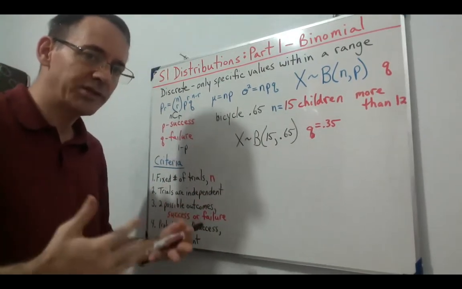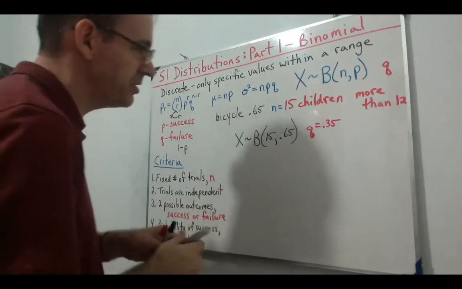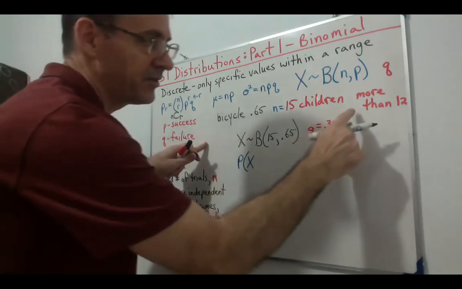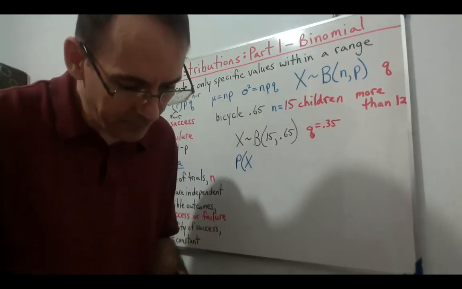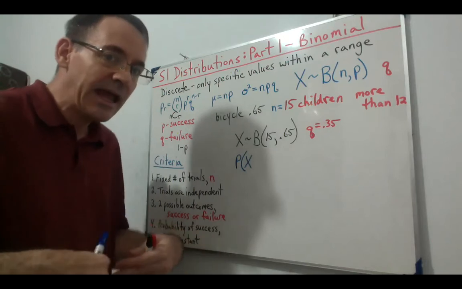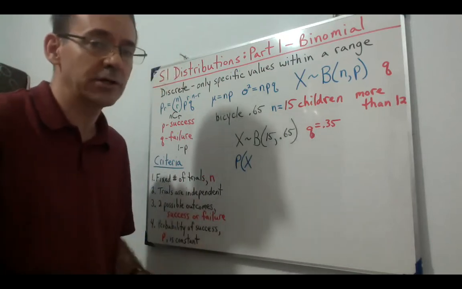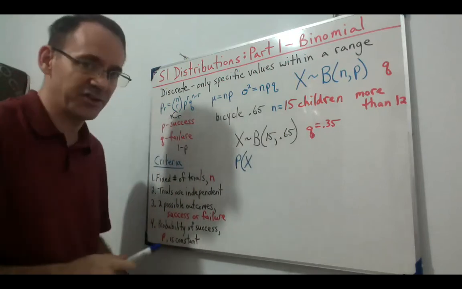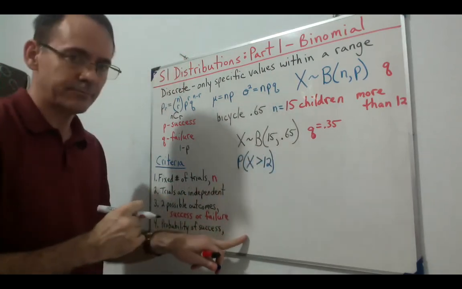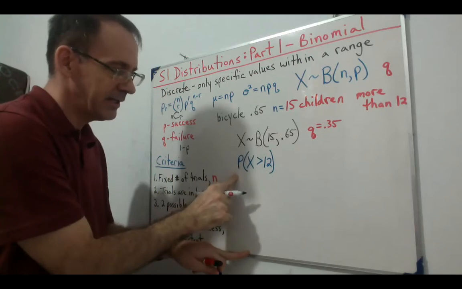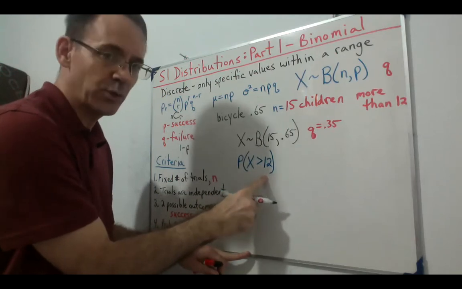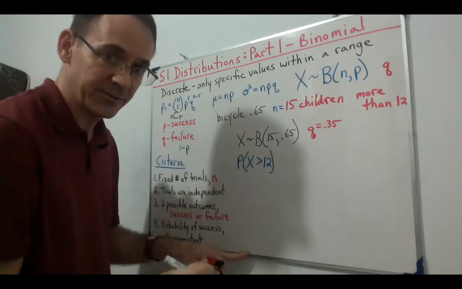Now let's figure out, what does the question want? Well, the question wants the probability that our random variable is more than 12. So more than means greater than, and it doesn't have the equal to. Very important with binomial, because binomial is discrete. So greater than 12, that's what we're looking for: the probability that the number of children selected out of 15 who own a bicycle is greater than 12.